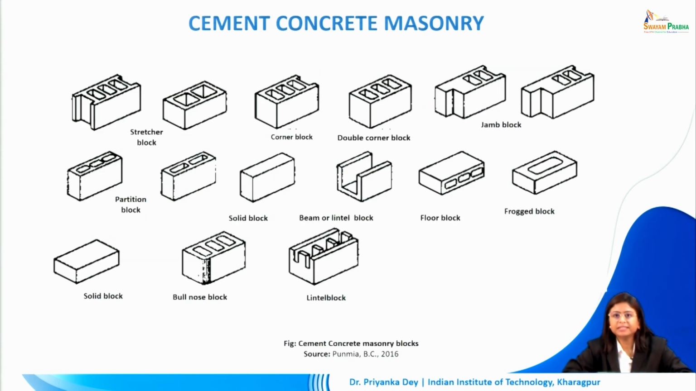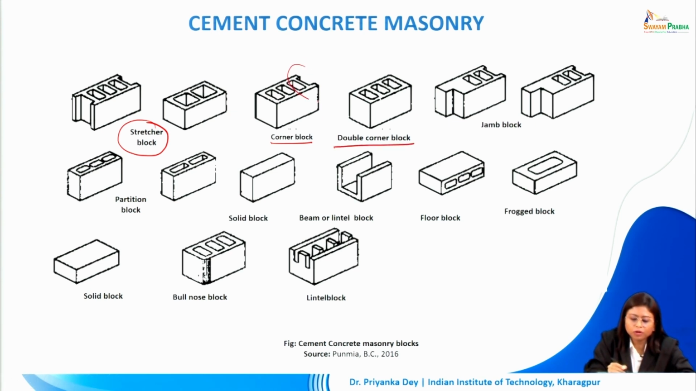So, these are some examples of how we can use different types of cement concrete blocks. This is an example of a stretcher block. These are used in the corners and are called the corner blocks. We have double corner blocks. In the corner block, we had an opening here, but in the double corner block, we have solid faces on both sides. The jam blocks will have certain rivets on the sides.